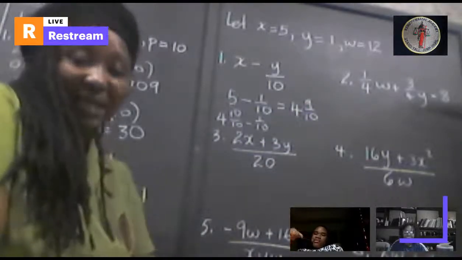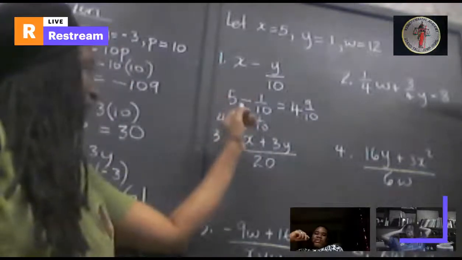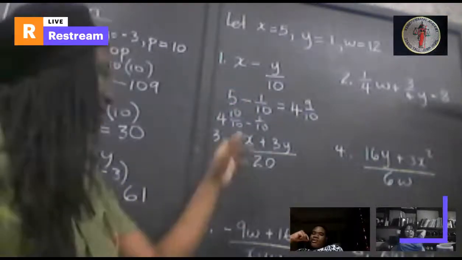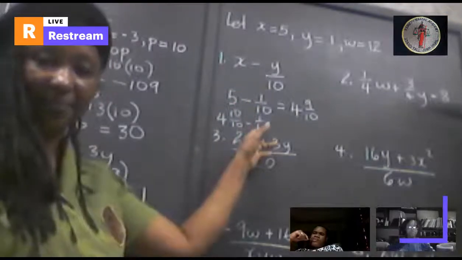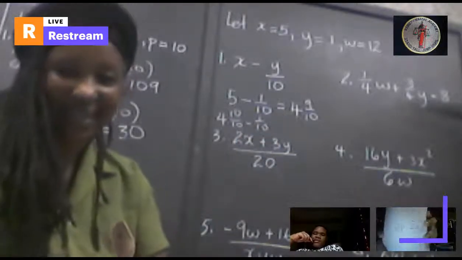No, if you can't do it in your head, this is how you do it. Take 1 from the 5 and write that 1 as 10 over 10, since the denominator here is 10. Miss, I got it. Okay, I got it. All right.